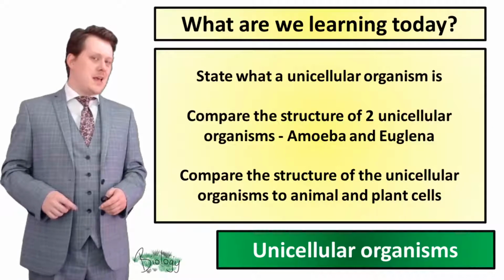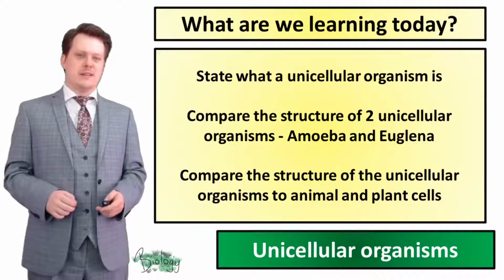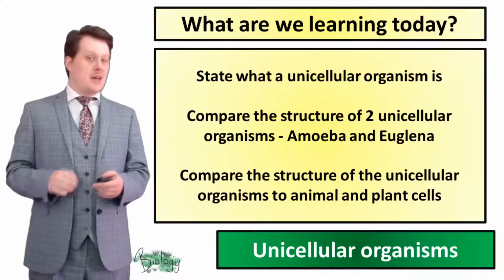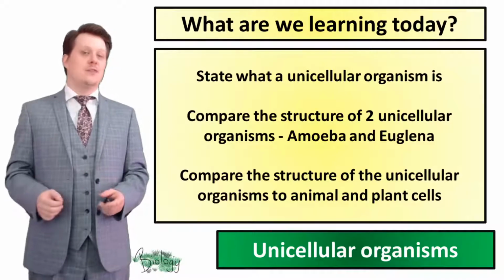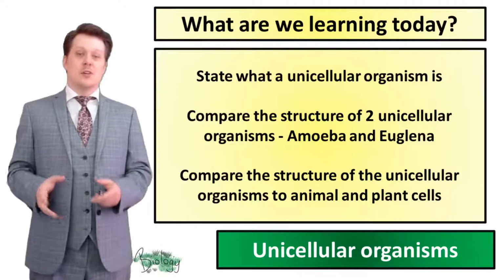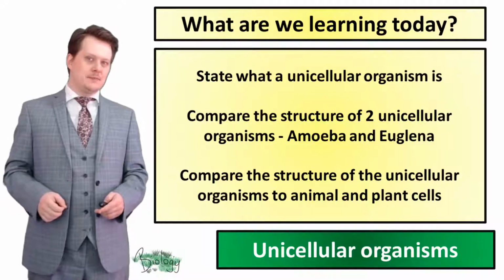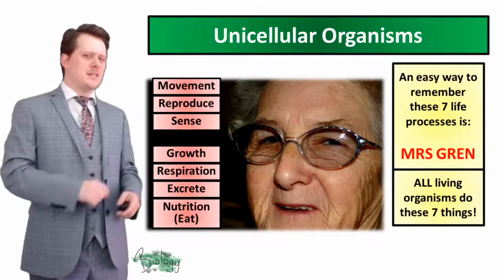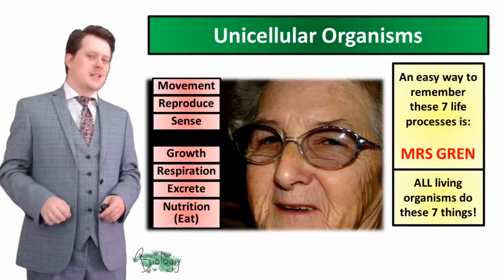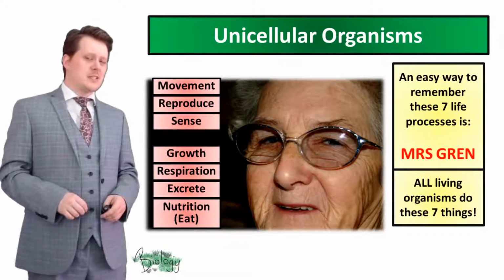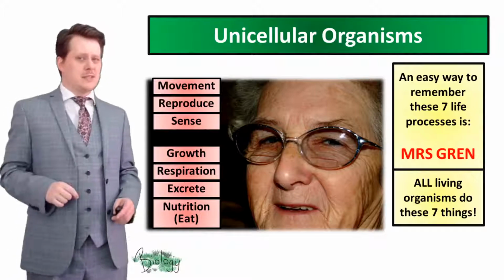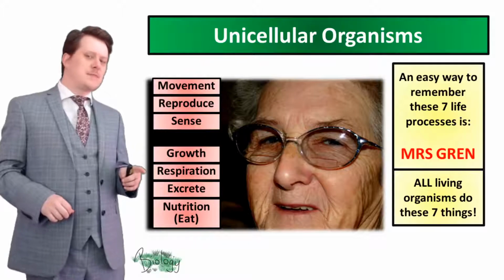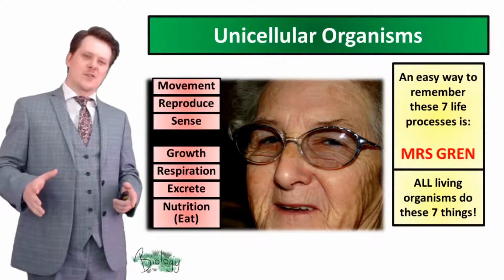In today's lesson, we're going to state what a unicellular organism is. We're going to compare the structure of 2 unicellular organisms, the Amoeba and Euglena, and we're going to compare the structure of the unicellular organisms to animal and plant cells. And an easy way to remember our 7 life processes is Mrs. GREN. If you take the first letter of all of our 7 life processes, you can get them to spell out Mrs. GREN. Movement, reproduction, sense, growth, respiration, excretion, nutrition.